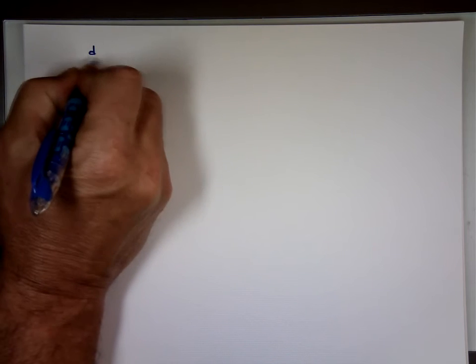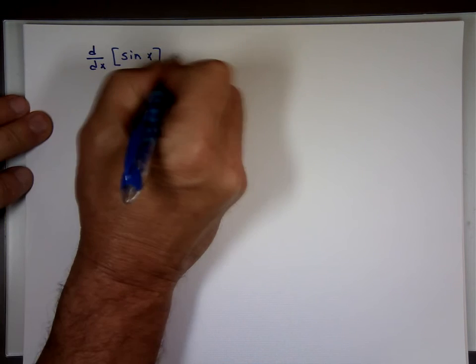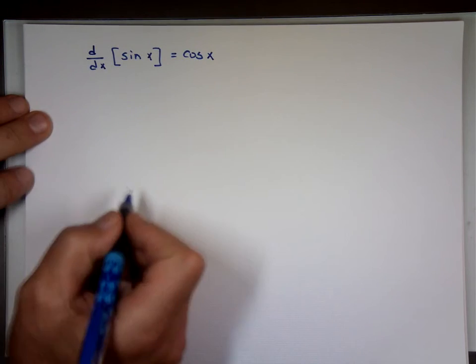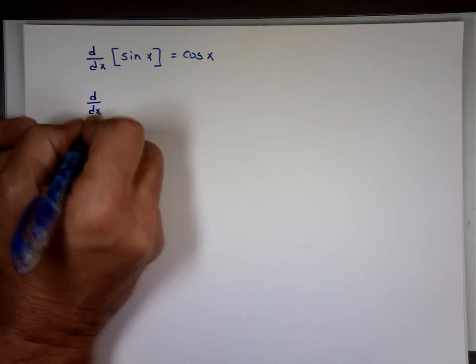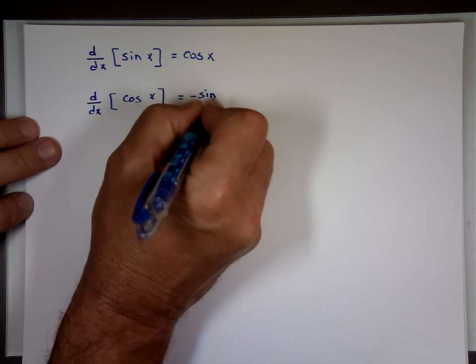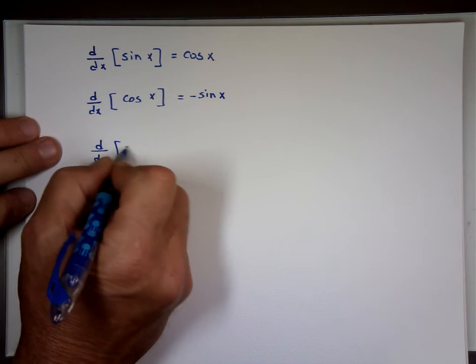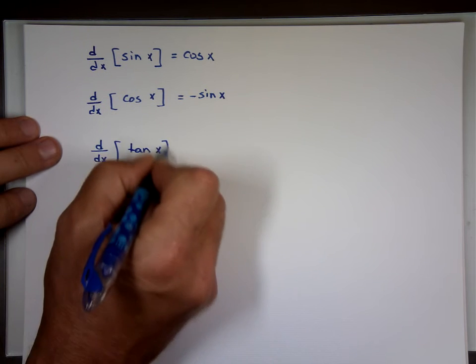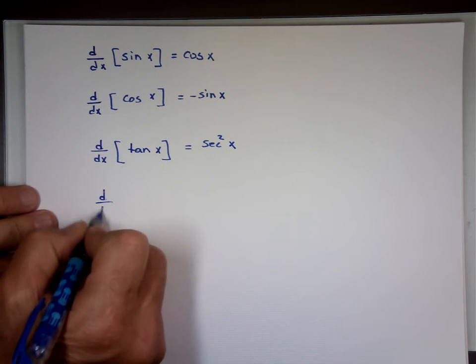Okay, let's refresh your memory too. What is the derivative of sine of x? Cosine of x. Leave a space next to it. I'm only going to write them on top of each other intentionally. What's the derivative of cosine of x? Negative sine of x. What's the derivative of tangent x? What's the derivative of cotangent x?